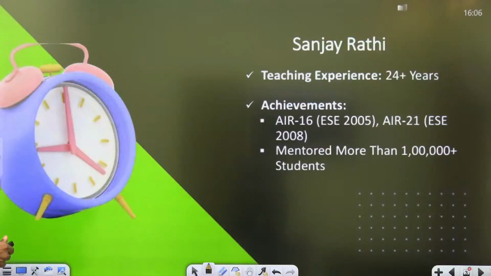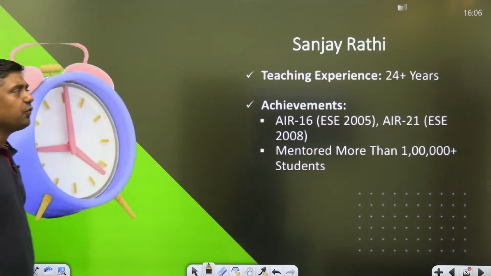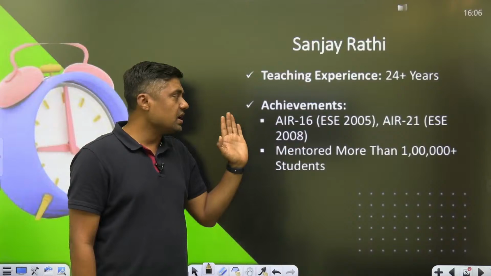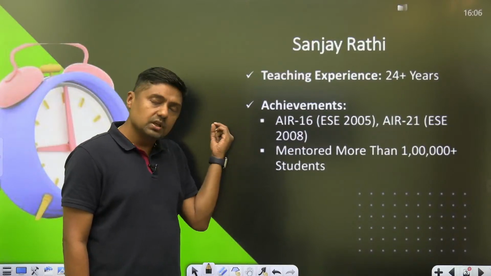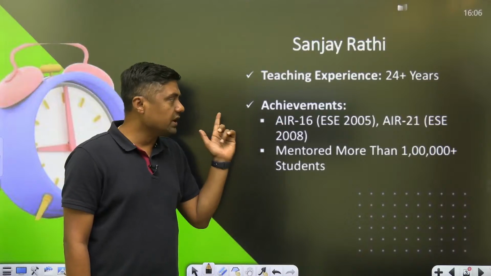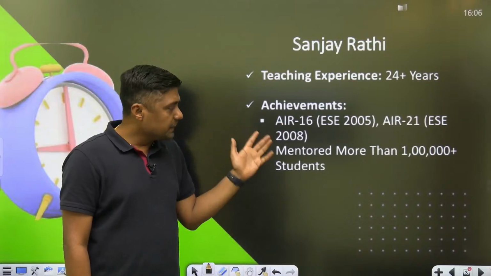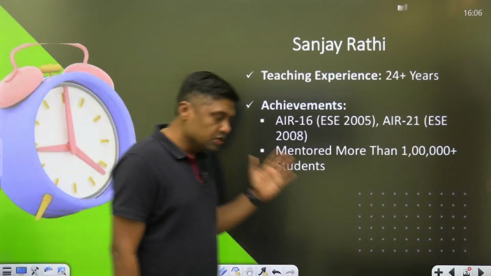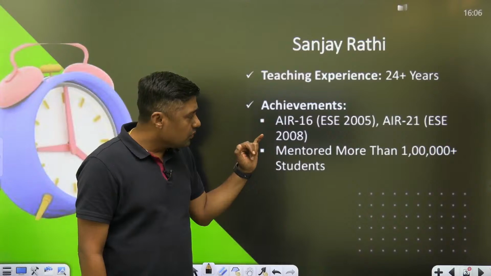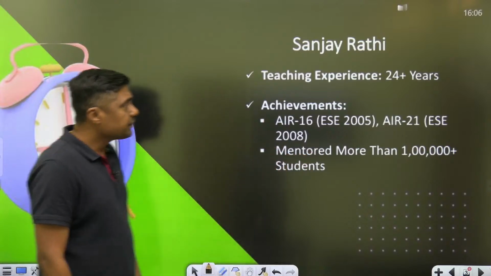First of all, that is my introduction. 24 years of teaching experience. These are my ranks, AIR 16 and AIR 21 in ESE, that is Engineering Services Exam conducted by UPSC. I worked as Deputy Director in Ministry of Power, right? And I got offer from Ministry of Railway also, right? Naval Armament Services. Then this is my experience.